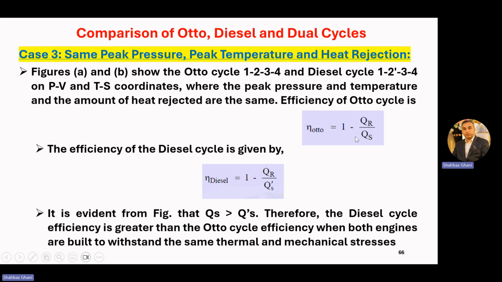Efficiency of the Otto cycle is 1 minus QR over QS. The efficiency of the diesel cycle is 1 minus QR over Q bar S. It is evident from the figure that QS is greater than Q bar S. Therefore, the diesel cycle efficiency is greater than the Otto cycle efficiency when both engines are built to withstand the same thermal and mechanical stresses.